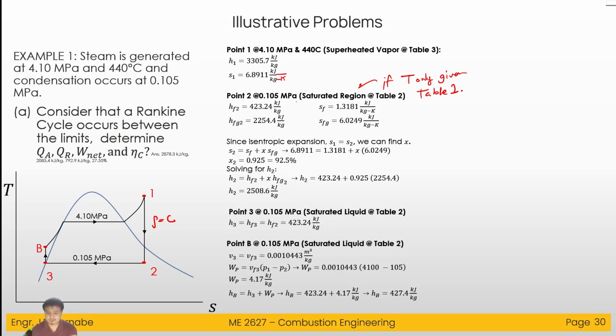For point three, actually you can use table 4 for point three. But you only have pressure given, no? We don't know the temperature. So we cannot really use table 4, no? It's not a problem at this point.